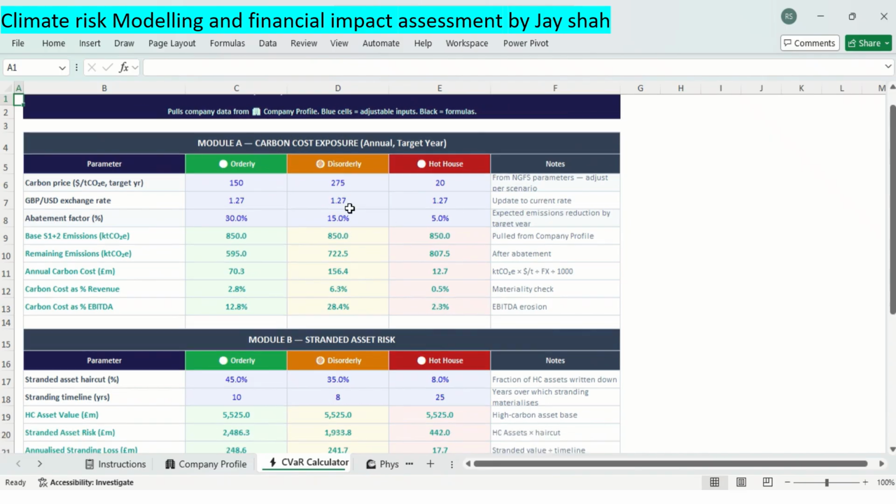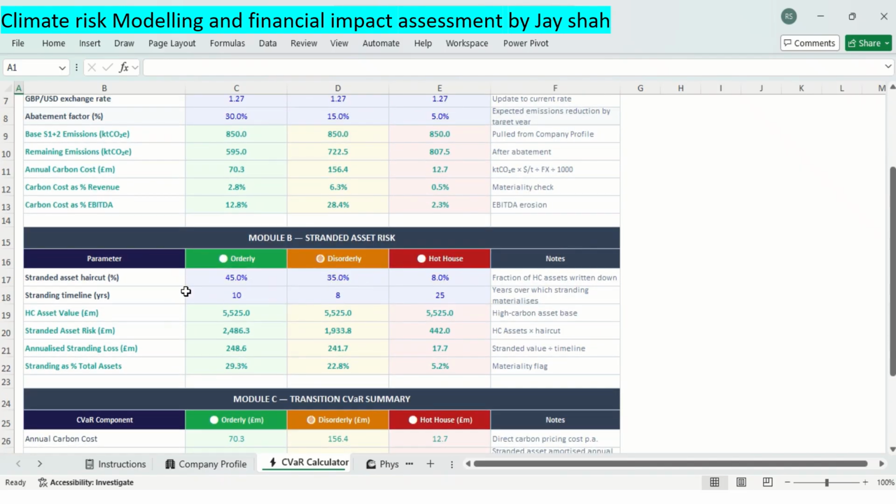Module B is stranded asset risk. We have various parameters from the company's profile, such as the write-down of high carbon asset value under a transition policy that makes them economically unviable, and that will calculate the stranded asset at risk.